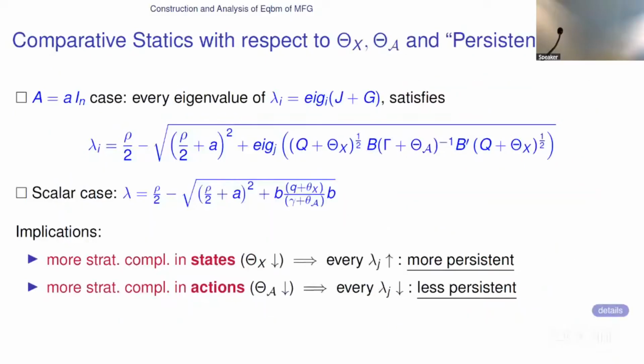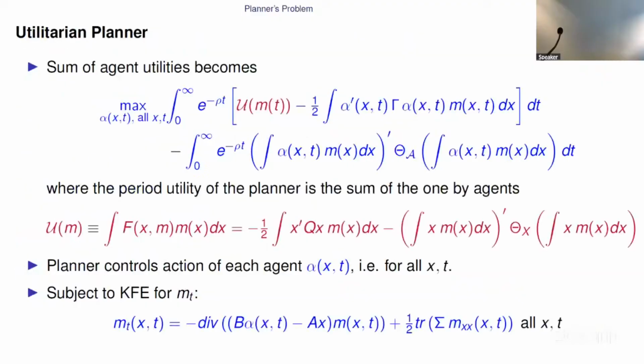Okay, so these are the results on persistence. And let me just very briefly talk about the planner's problem. The planner's problem is you take the utility function for each agent and then you add it across people. It's a utilitarian planner, and then you do the same with all the terms. I don't really have much time to go into detail, but it's not Pareto optimality. It's a particular set of weights. You give everybody the same weight. Then you solve the planner problem.